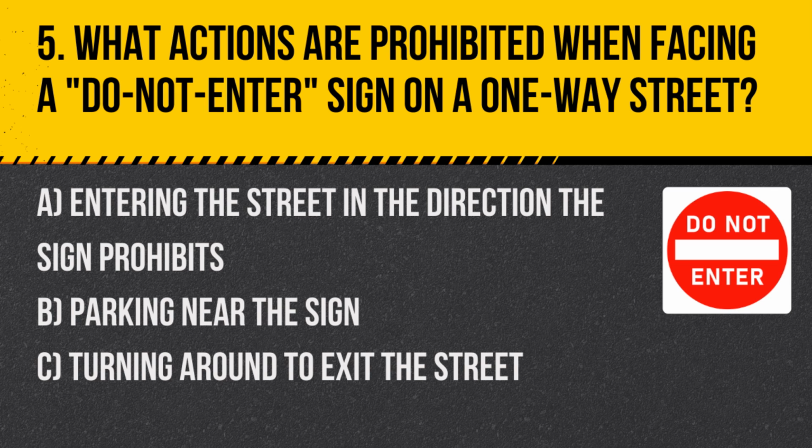Question 5. What actions are prohibited when facing a do not enter sign on a one-way street? A. Entering the street in the direction the sign prohibits. B. Parking near the sign. C. Turning around to exit the street. Answer: A. Entering the street in the direction the sign prohibits. A do not enter sign indicates entry is not allowed.